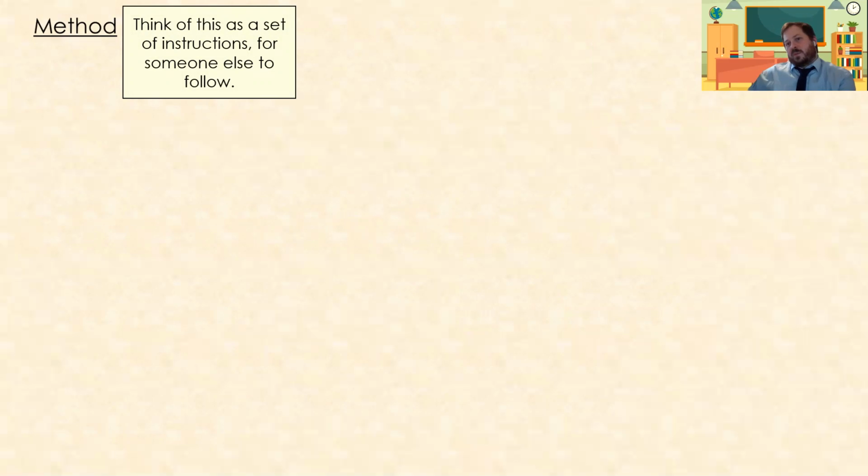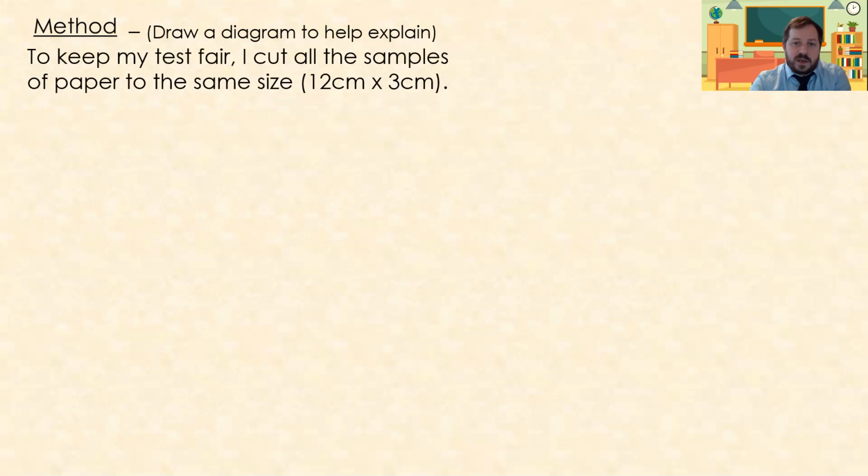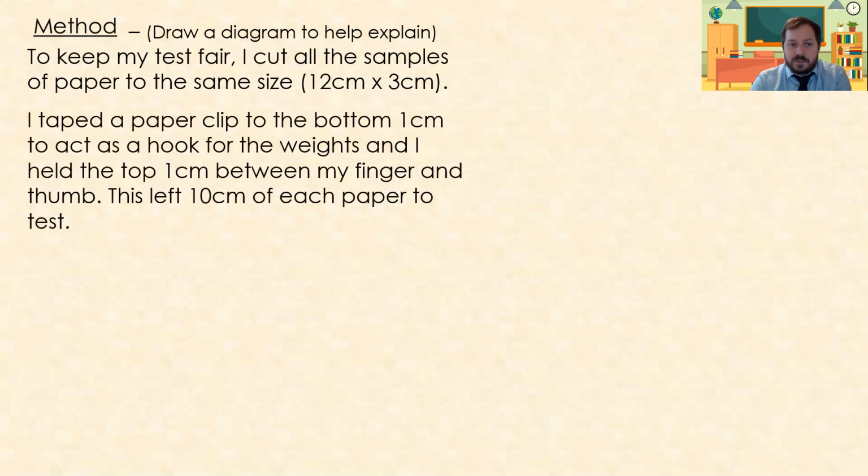Now you can think back to when we wrote our instructions for Matilda. I said the level of detail you need and how it's done to get an idea of how your method could be written. So you can draw a diagram to help explain or use pictures. So to keep my test fair, I cut all the samples of paper to the same size, and I've been explicit on my size, 12 centimeters by 3 centimeters. I taped a paper clip to the bottom, 1 centimeter, to act as a hook for the weights, and held the top 1 centimeter between my fingers. This left 10 centimeters of paper to be tested.